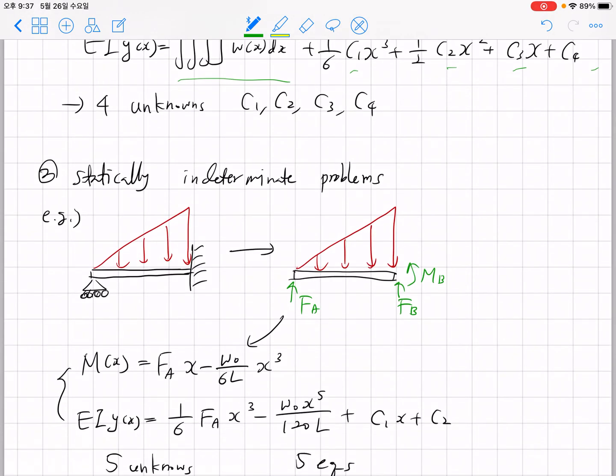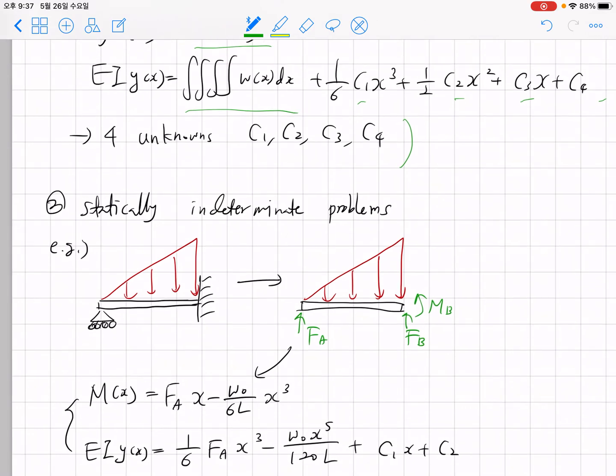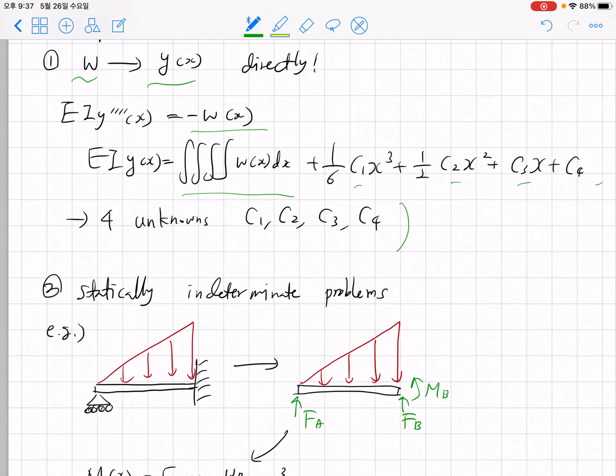We discussed how we can apply the boundary conditions to find these 4 unknowns. It was actually an extension of the double integration method, and there was no further difficulty in the previous lecture, and that's why we made a really short discussion about this quadruple integration method.